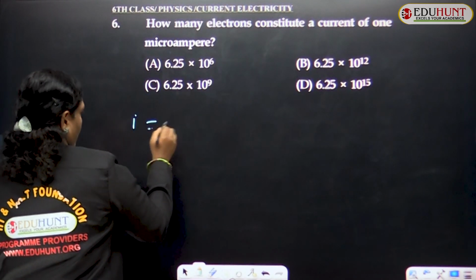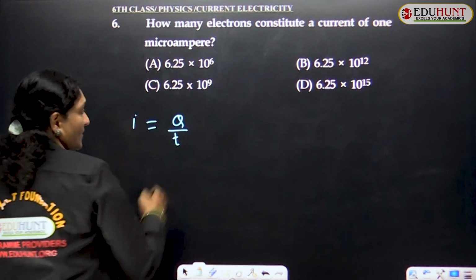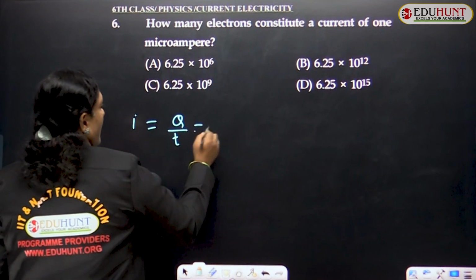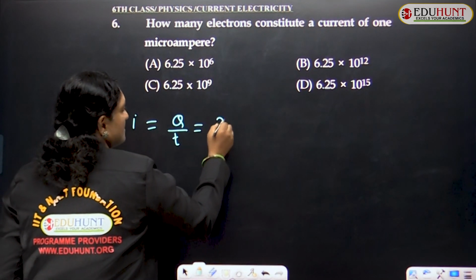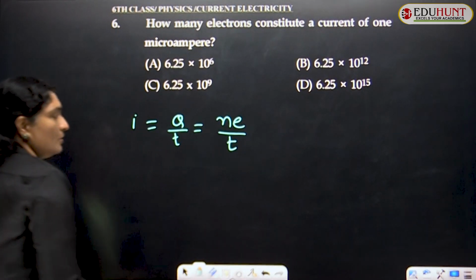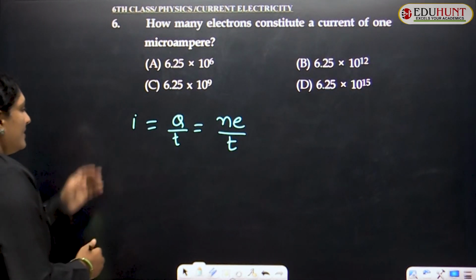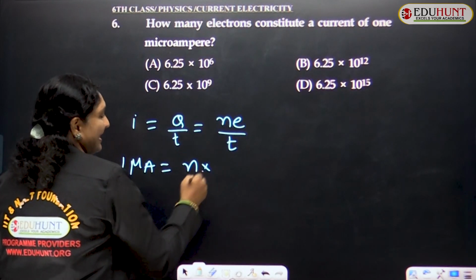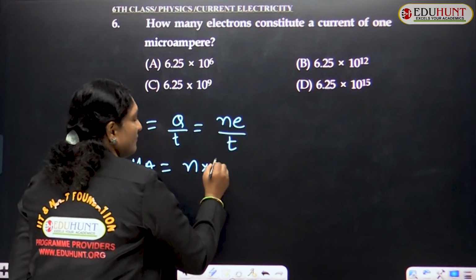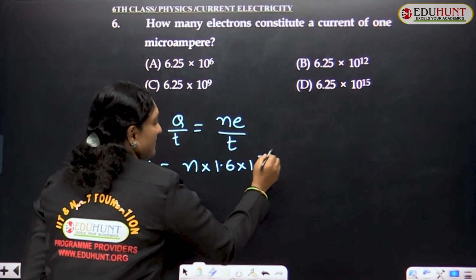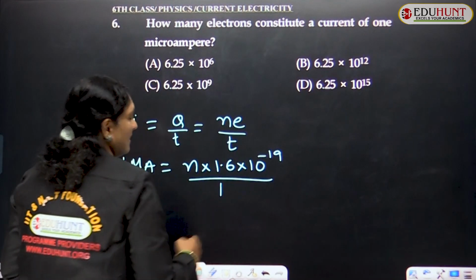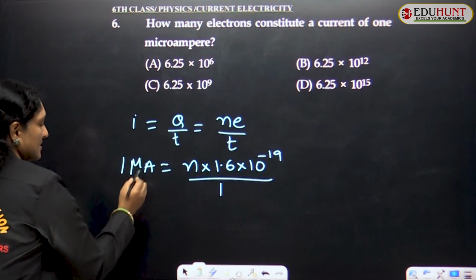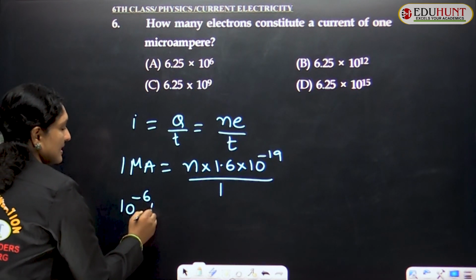We know that current is defined as charge upon time. The rate of flow of charge is called electric current. And at the very beginning I told you that charge is equal to the number of electrons times the charge per electron, per unit time. So current is given as 1 microampere, which must be equal to the number of electrons times the charge of an electron, 1.6 into 10 power minus 19, upon unit time, which means 1. So what is the value of 1 microampere?